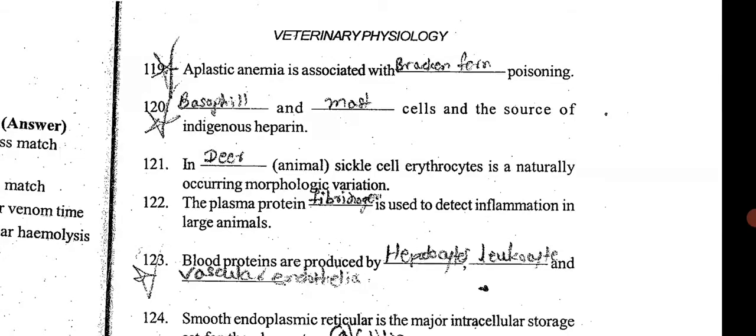Deer has sickle-shaped erythrocytes. Basophils and mast cells are the source of indigenous heparin. Heparin can be obtained from basophils and mast cells. Aplastic anemia is associated with Bracken-Fern poisoning.